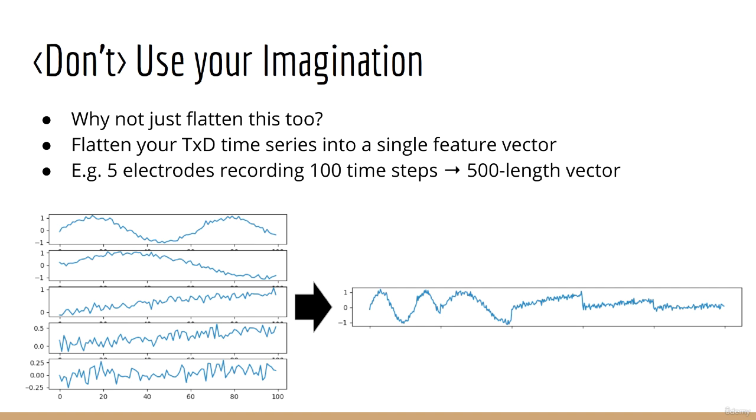In fact, this is even easier to visualize than a flattened image. Here we just have 5 different time series signals. Now all we're going to do is concatenate them together and say it's one big vector. Easy peasy.